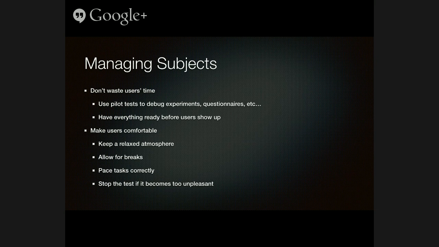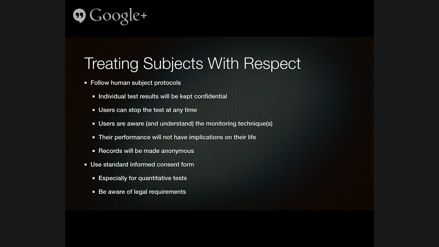Yep. Can we go back to the previous slide for a second? So it says individual test results should be kept confidential, and then records are made anonymous. So we're saying we don't put a name or a label on the results. Yeah, that's usually true. When I run studies, I usually don't even bother writing down the person's name. I don't want to know it. They just become participant 7, and then on all the records, you have participant 7.